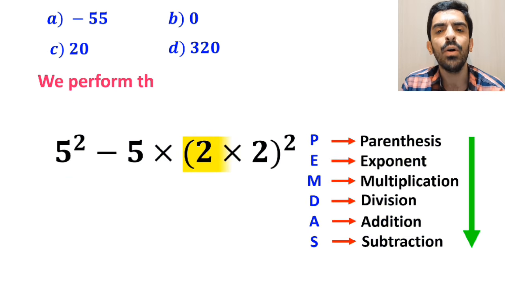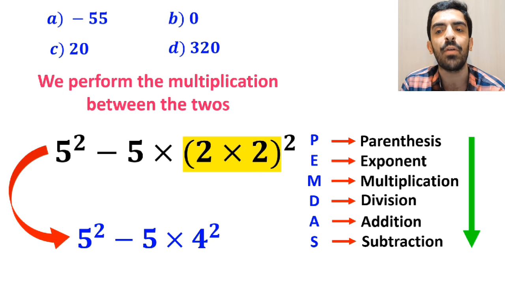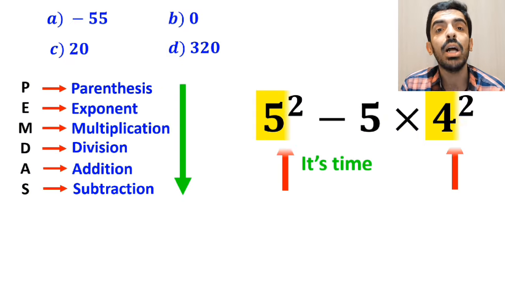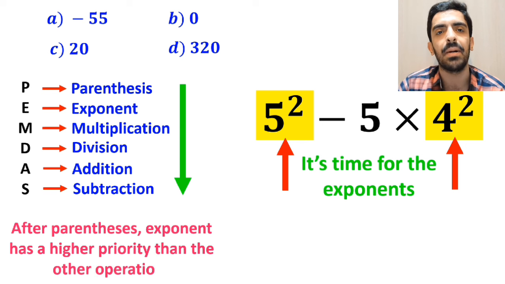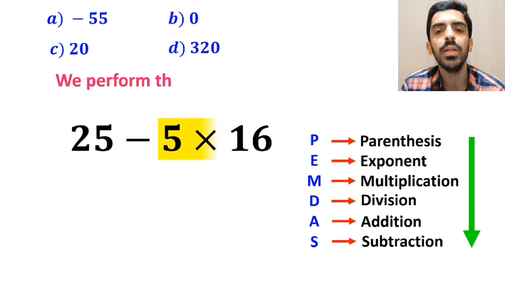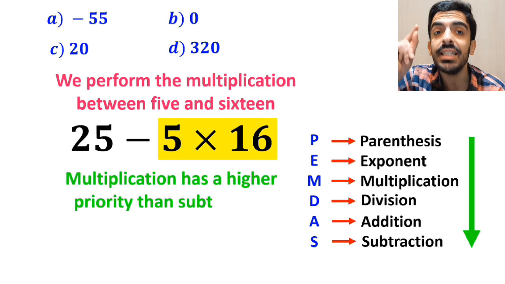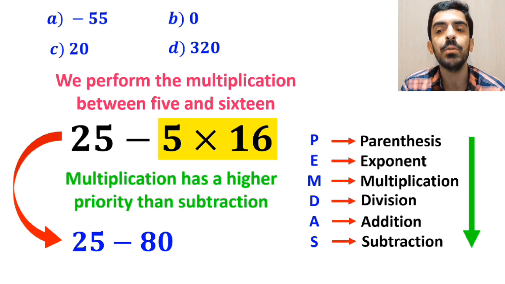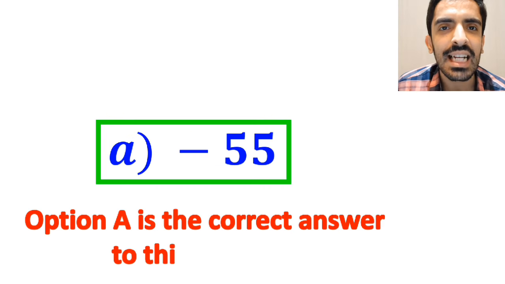And the next step, we perform the multiplication between the 2's and this expression simplifies to 5 squared minus 5 multiplied by 4 squared. Now, it's time for the exponents because after parentheses, exponent has a higher priority than the other operations. So, we write this expression as 25 minus 5 multiplied by 16. And the final step, we perform the multiplication between 5 and 16 because multiplication has a higher priority than subtraction. And this expression becomes 25 minus 80, which finally gives us the answer negative 55. Therefore, option A is the correct answer to this question.